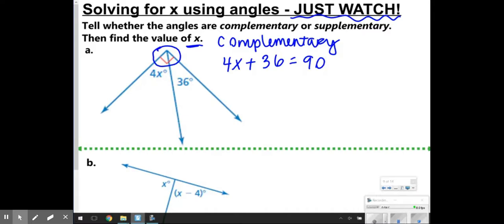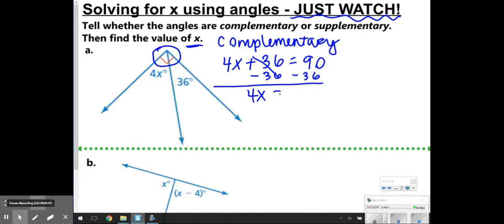To solve for x, I'm going to undo addition or subtraction first. So I'm going to subtract 36 from both sides. These two 36s will cancel out, so all I'm left with is 4x on the left side. Over here I do have to borrow to subtract. 10 minus 6 is 4, 8 minus 3 is 5.